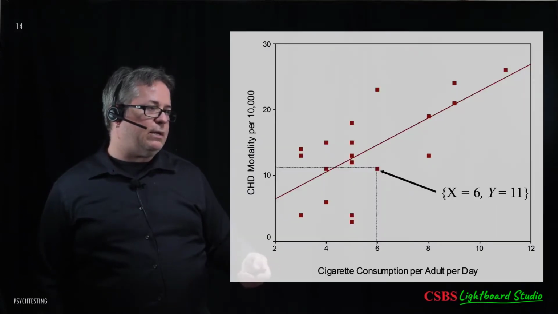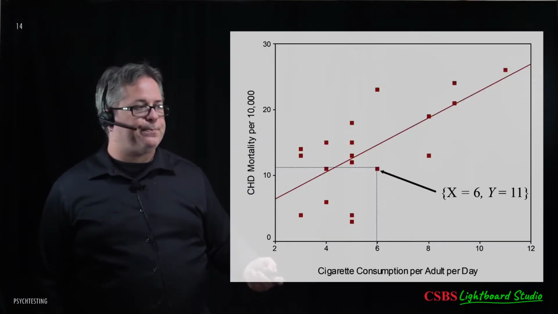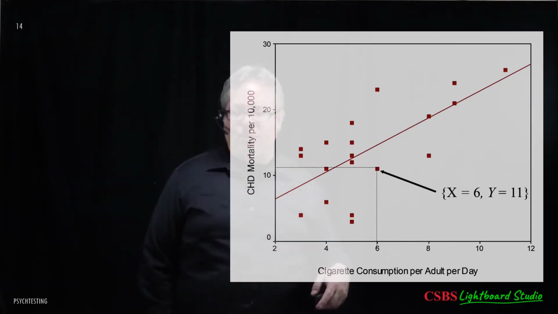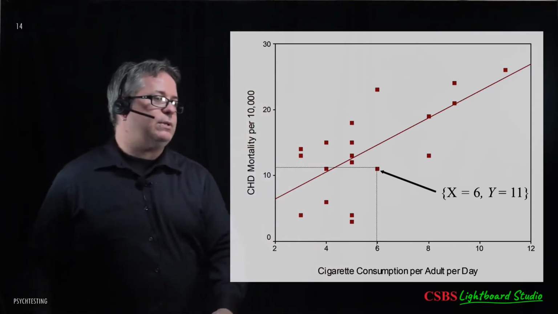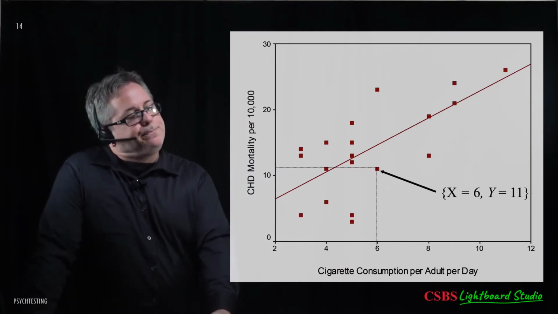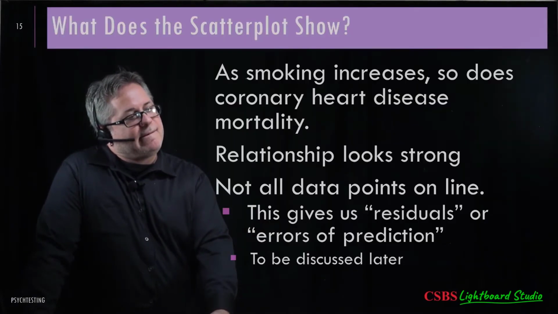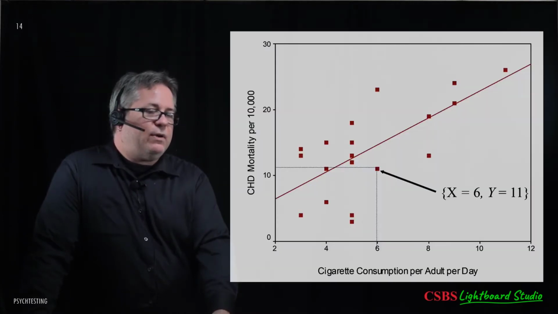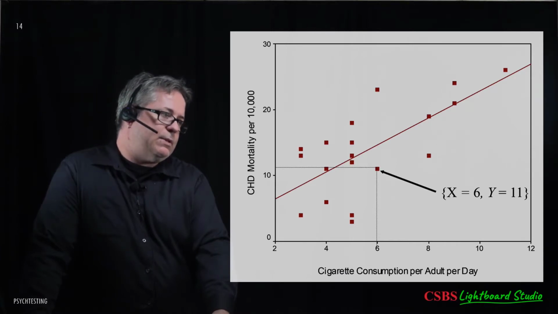Each dot here represents a country. So we had 21 countries, there are 21 dots on here, all representing each of the 21 countries and their consumption and CHD mortality. And then the line is there just for clarity, but we'll come back and talk about that in a second. For now, we're just talking about the relationship between these things.